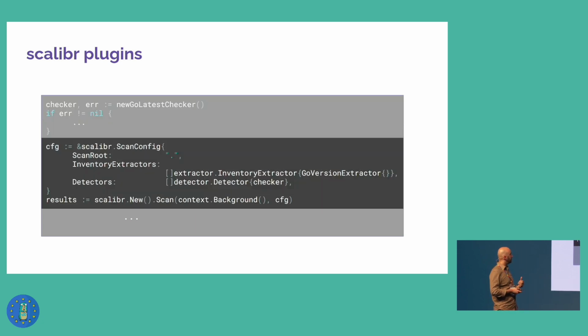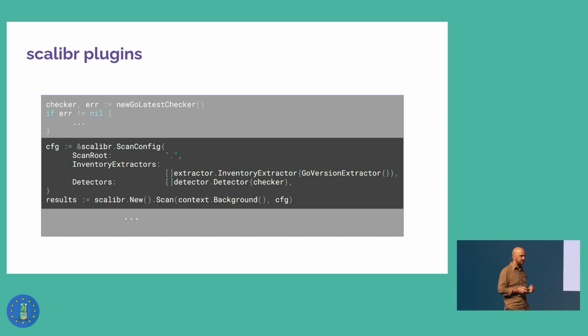After that, I create a Scalibur configuration. What I'm telling Scalibur here is, please use the current directory as a scan root. So basically, start scanning from this directory downwards recursively. As an extractor, note we are using the Go version extractor. That's the thing that we defined in previous slides. And the detector is this checker I just created. And then we just pass this configuration to a new instance of Scalibur. We get some results. That's our invocation of Scalibur.